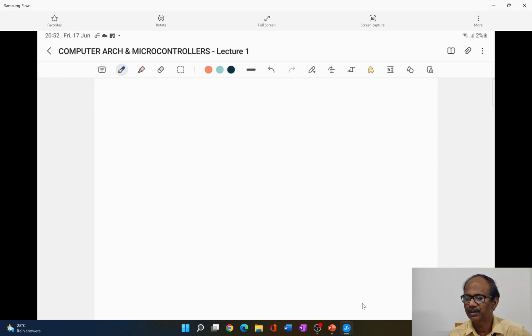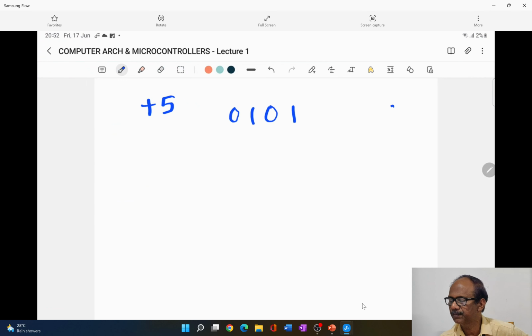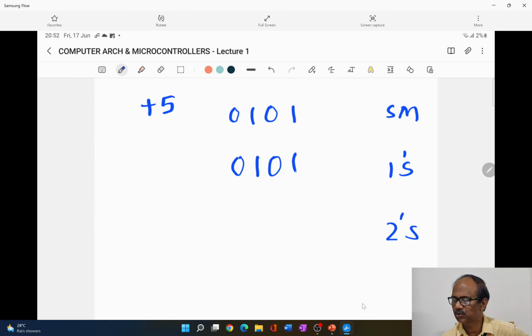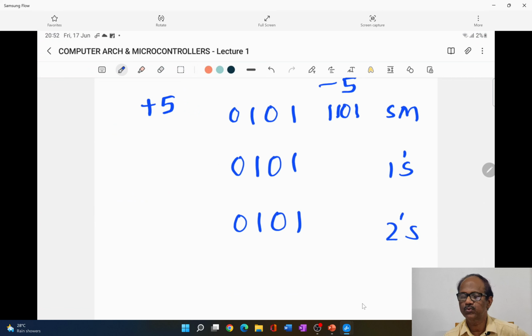So let us see how it is. We take an example. Suppose you are going to represent plus 5 in all the 3 schemes using 4 bits. So the representation is 0, that is the sign bit, 1, 0, 1. Whether it is sign magnitude scheme, 1's complement scheme or 2's complement scheme, the representation of positive 5 is going to be 0, 1, 0, 1 itself. No change. Now, if it is minus 5, for sign magnitude scheme, MSB becomes 1 and the other 3 bits remain the same, 1, 0, 1. This is minus 5 in sign magnitude.